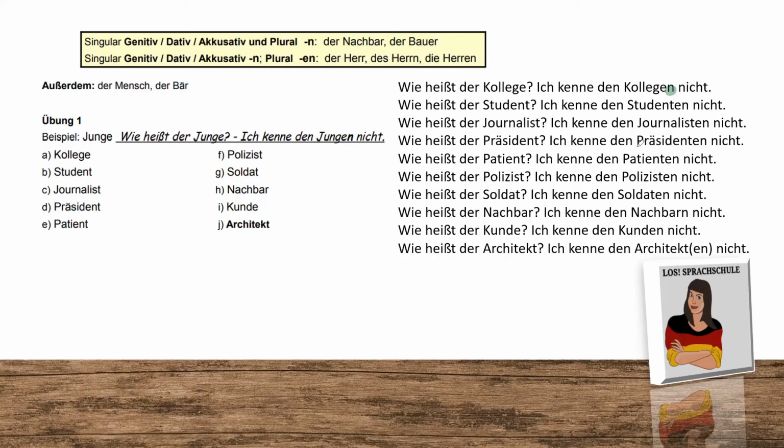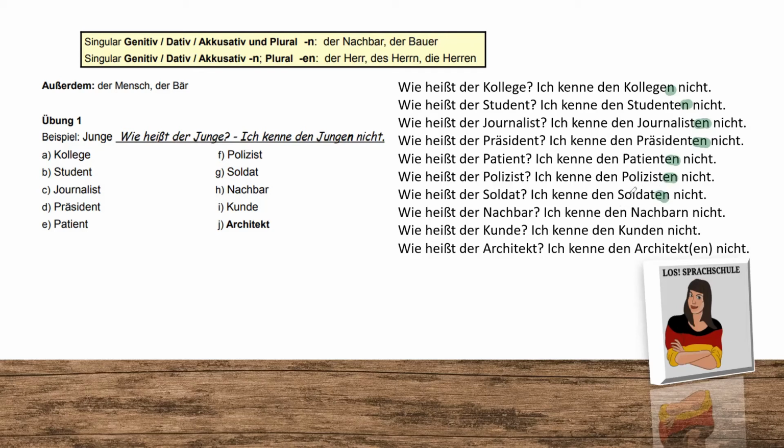Wie heißt der Student? Ich kenne den Studenten nicht. Wie heißt der Journalist? Ich kenne den Journalisten nicht. Wie heißt der Präsident? Ich kenne den Präsidenten nicht. Wie heißt der Patient? Ich kenne den Patienten nicht. Wie heißt der Polizist? Ich kenne den Polizisten nicht. Wie heißt der Soldat? Ich kenne den Soldaten nicht.